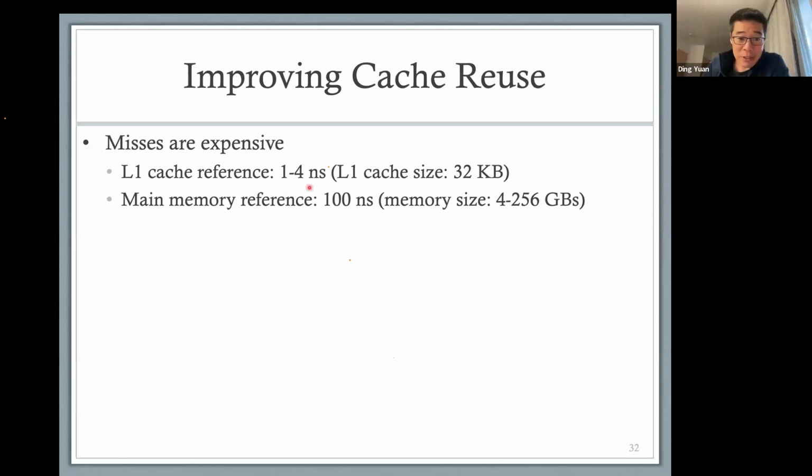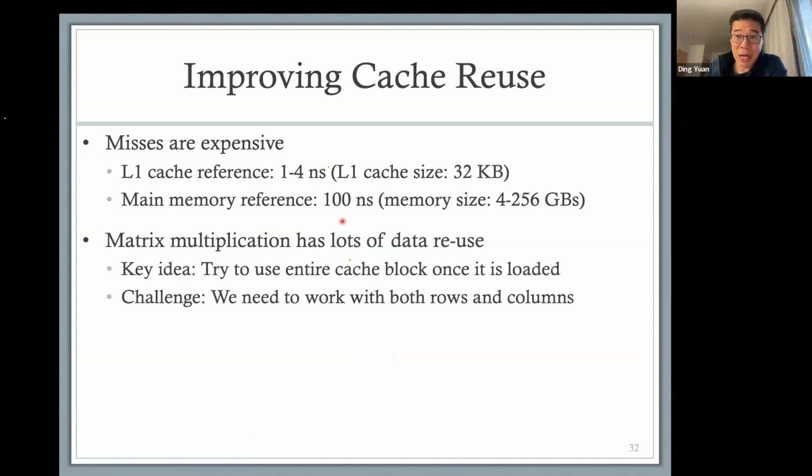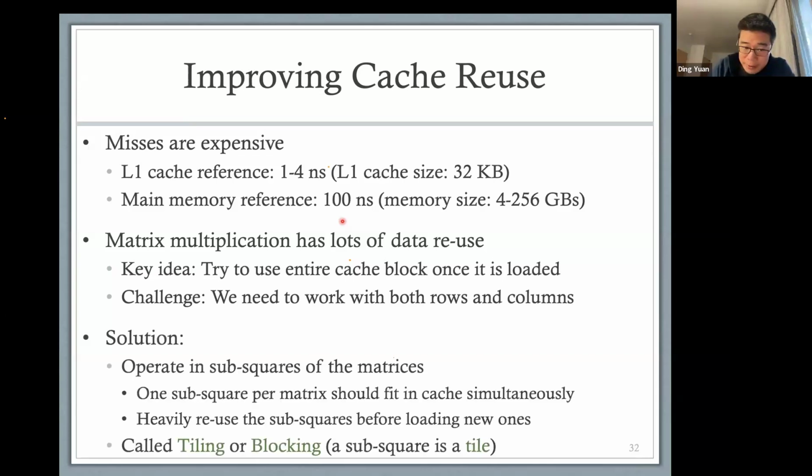The L1 cache reference is a few nanoseconds, but main memory is 100 nanoseconds, right? Because of this, if we can somehow reduce the significant number of misses, we can speed up our program by 100 times. How do we do it, right? The idea, which we will see later, is called loop tiling.